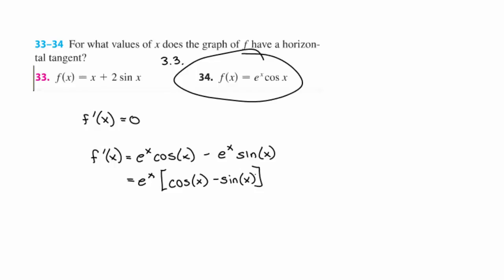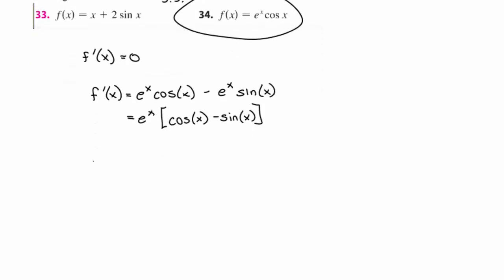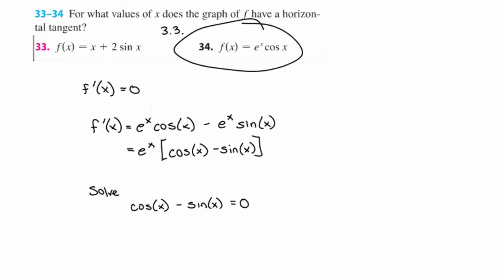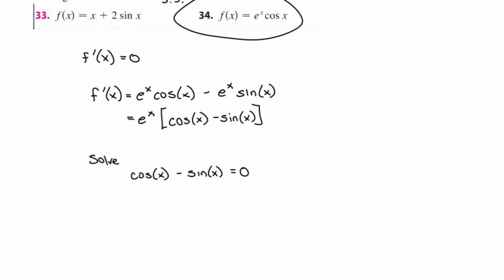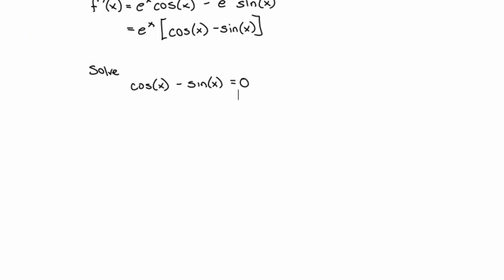And we want this to be 0. Well, this function is 0 when either e to the x is 0, which never happens, or when cosine minus sine is equal to 0. So we need to solve cosine of x minus sine of x is equal to 0. Again, that'll give us the values for which the derivative is 0, or in other words, f has a horizontal tangent. Now there's a couple ways to do this.